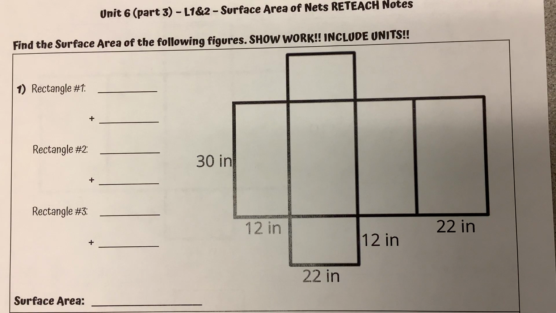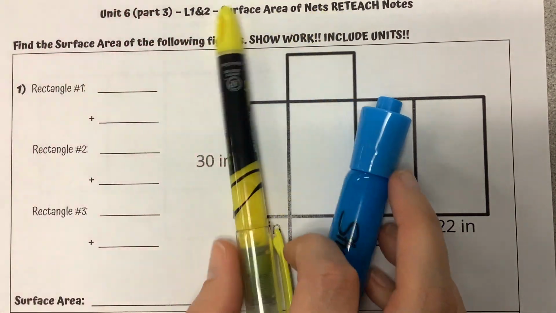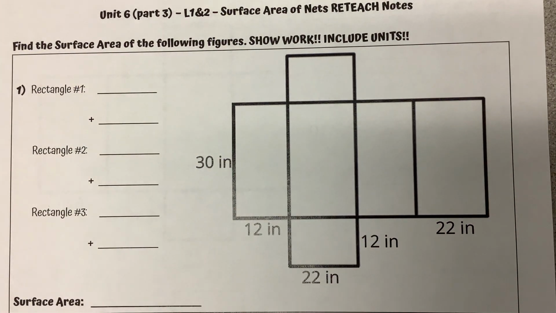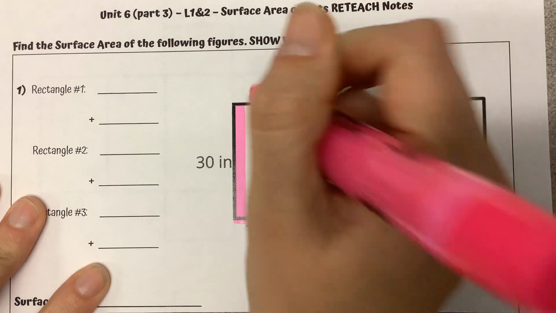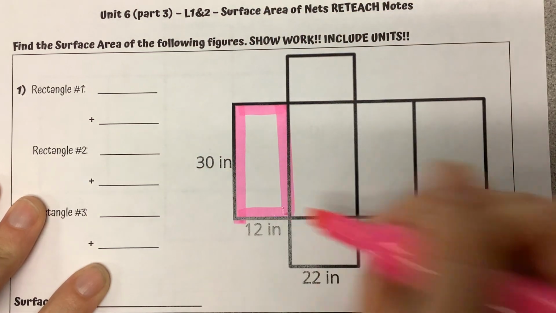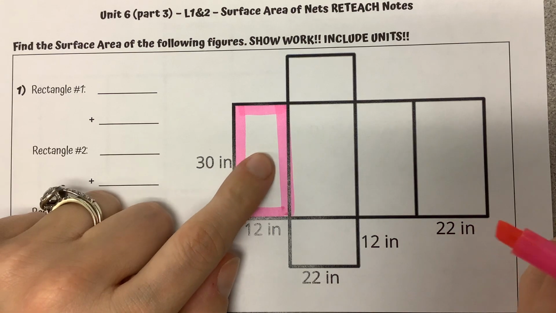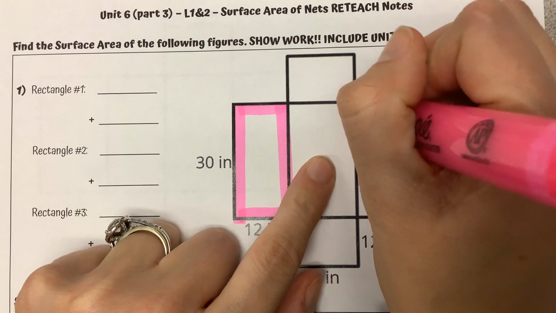Let's take another look at surface area of nets. So we are going to use 3 highlighter colors here, pink, blue, and yellow for me. So I'm going to go through and highlight my different sides. So this rectangle on the left, I'm just going to highlight kind of around that rectangle. So I know that this is one of my rectangles. And remember that we alternate pink, not pink, pink.